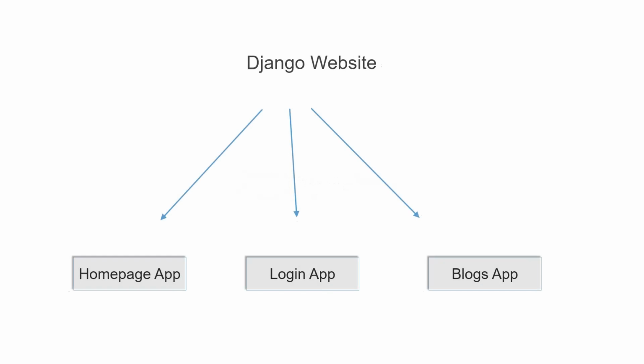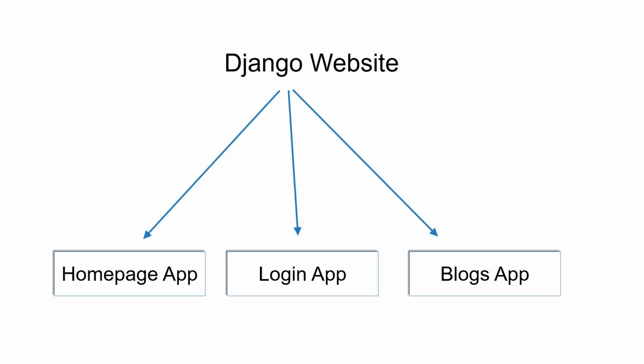Now that we have our project set up, let's create our first app. An app in Django represents a specific functionality within your project. Think of it as a building block. You can have separate apps for things like a blog, a forum, or a user management system. A Django project can contain multiple apps to organize your website's features effectively.